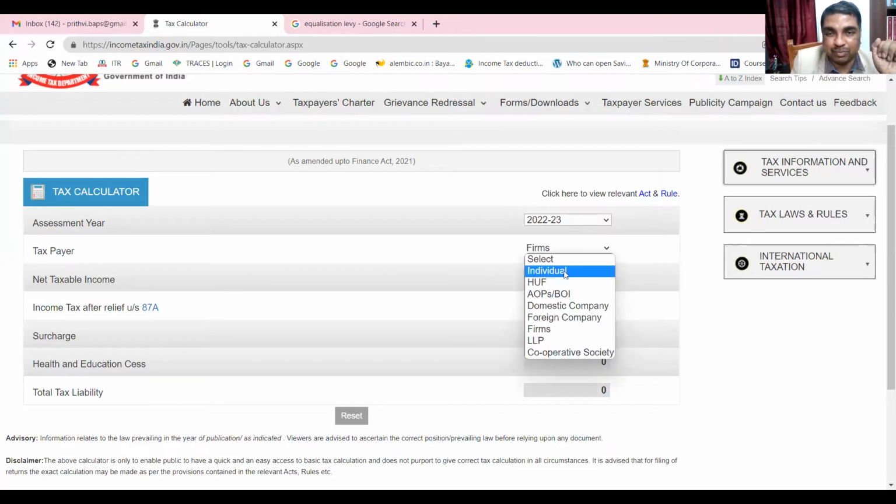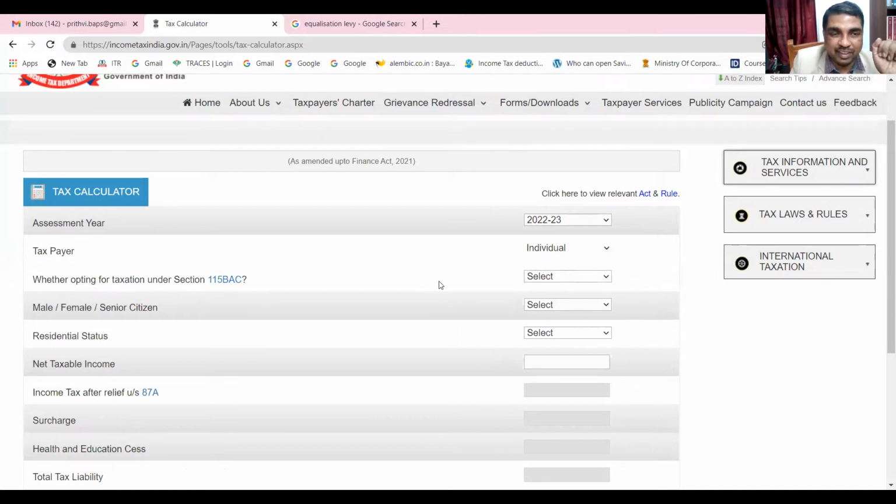Let me first show you. Let us say I go to individual. You see this question is there, whether opting for taxation under section 115BAC. That is the new scheme, is it not? New scheme means lower tax rate, but income might be more. Total income computation might be more because certain rebates and reliefs will not be allowed.